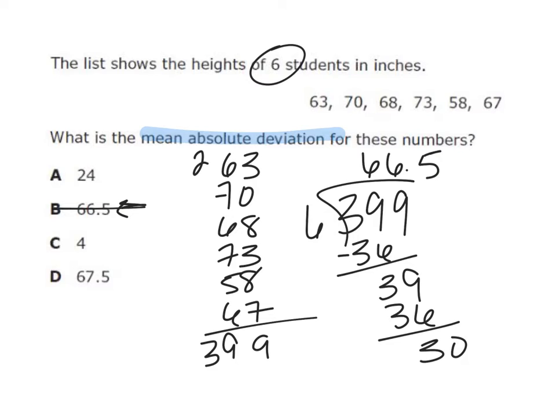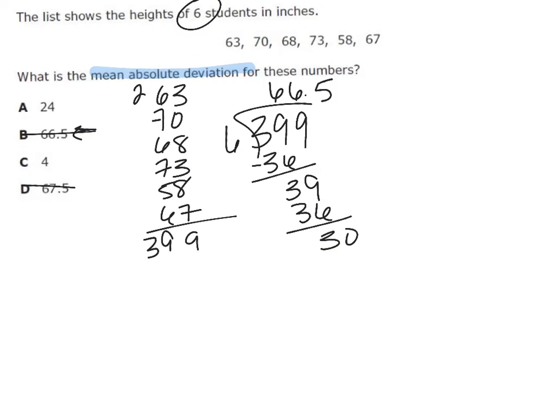But that's not what they asked us. If they only wanted to know the mean, they would have just asked us for the mean. They wouldn't add this absolute deviation on the end of it. Okay, and so then I'm pretty sure that that's also going to be wrong, because that's really close to that one. Okay, so that was step 1, which I probably should have written down.